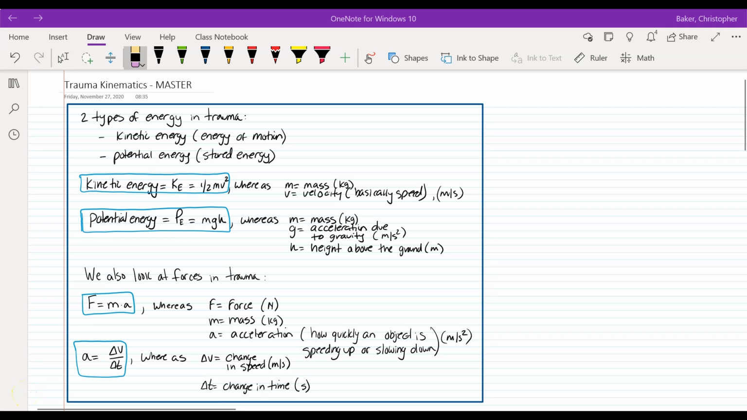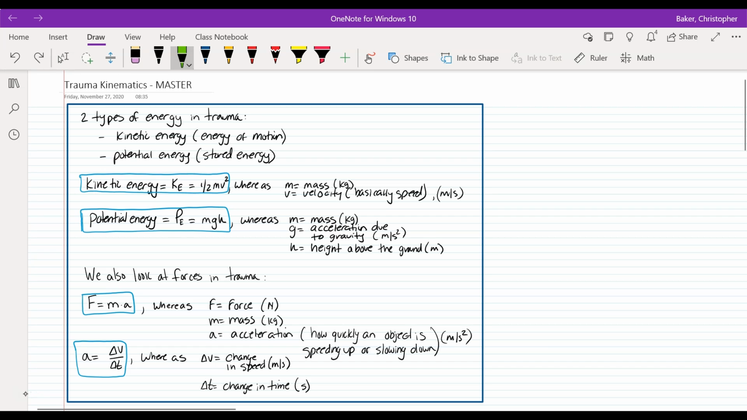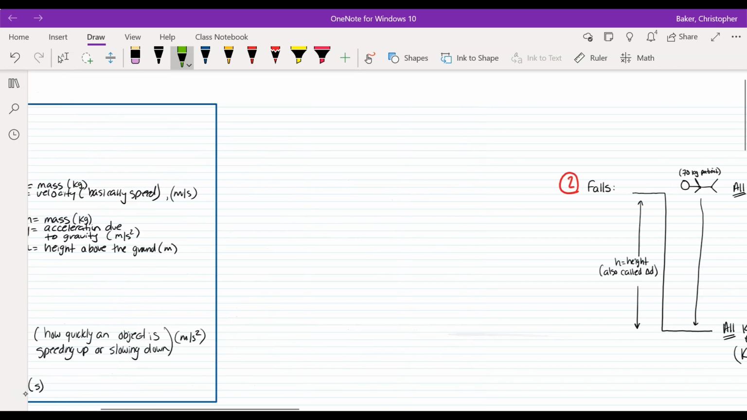Now let's take a look at motor vehicle crashes. We're going to be focusing on three equations here: the kinetic energy equation, which I just erased, and a force equation and an acceleration equation. So let's go take a look.